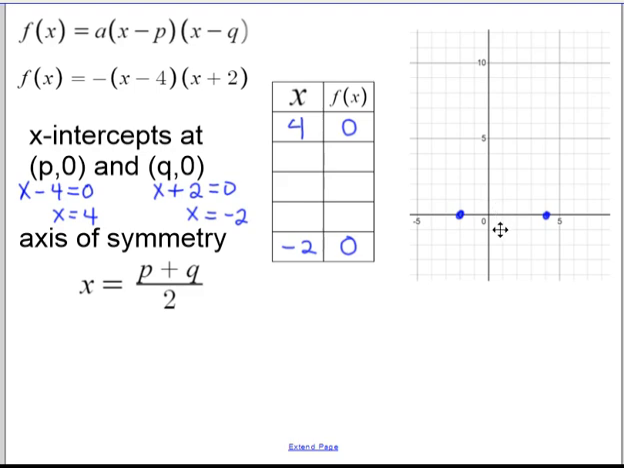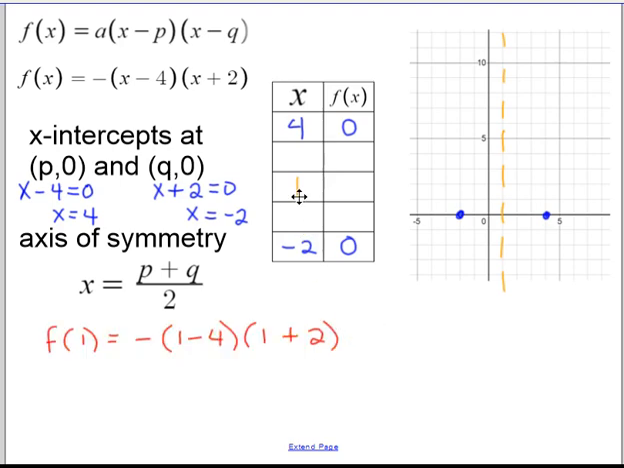So to find the middle of those two numbers, I'm going to add p plus q divided by 2, right? P is 4, q is negative 2. When I add them and simplify, I get that x equals 1. So x equals 1 is my axis of symmetry. I can also put that 1 into my table halfway between the two x-intercepts that I found.